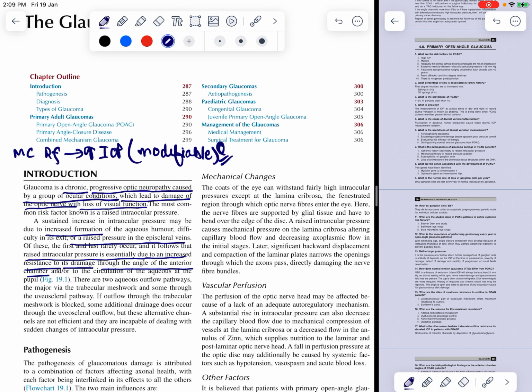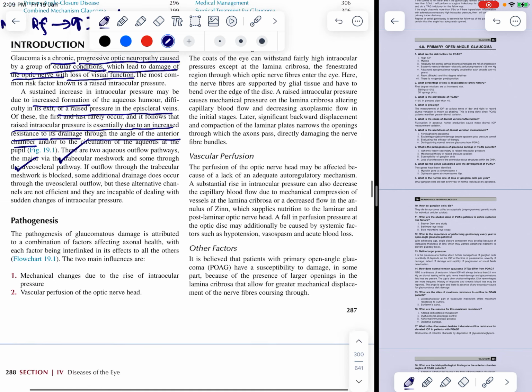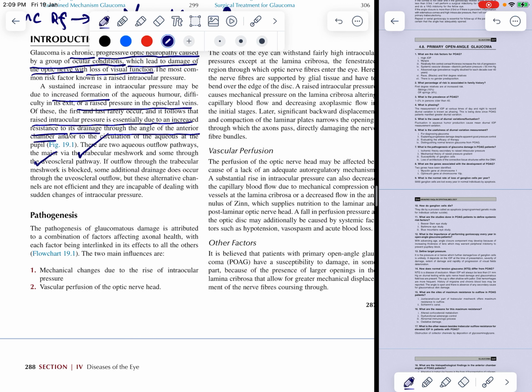There are two aqueous flow pathways. I guess you all know by now, from optometrists to UGs to PGs. There are trabecular meshwork outflow 90% and uveoscleral 10%. If outflow through trabecular meshwork is blocked, drainage occurs through uveoscleral outflow. But these alternative channels are not efficient and they are incapable of dealing with sudden changes of intraocular pressure. These are the basics you must know. The definition of glaucoma is most important in this introduction page.